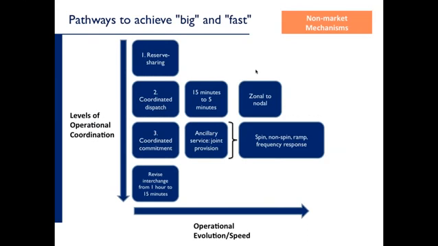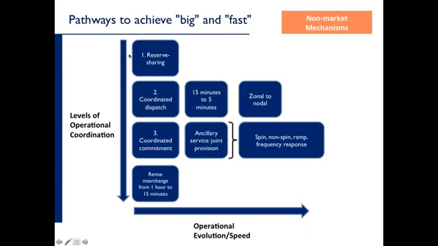This next diagram shows several things that may help achieve both a large electrical footprint and a fast dispatch. And the point I'd like to make about this particular diagram is that there's no single pathway through all of these points. Achieving any one of these individually will be beneficial. Achieving many or all of them would be most beneficial.